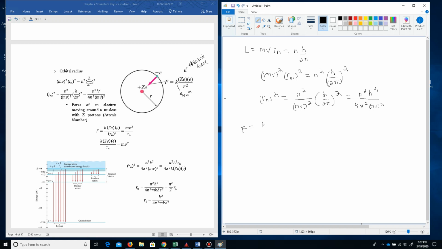the fact that it's equal to k times Ze, which is the charge of all the protons in that nucleus, whichever nucleus it ends up being, and then over Rn squared. And that has to equal that centripetal force, mv squared over Rn.